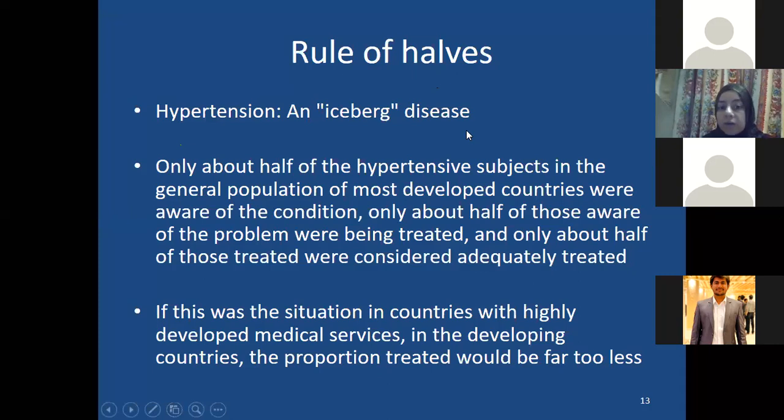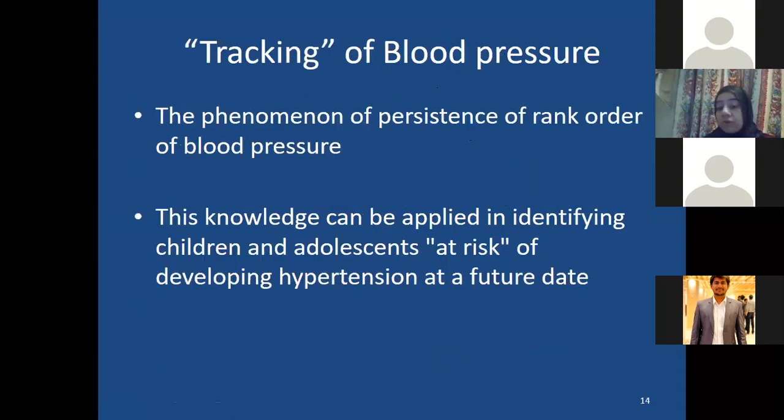Only about half of the hypertensive subjects in the general population of most developed countries were aware of the condition. Only about half of those aware of the problem were being treated, and only about half of those who were treated were considered adequately treated. If this was the situation in countries with highly developed medical services, in the developing countries, the proportion would not be too far less. Then there's a terminology called tracking blood pressure.